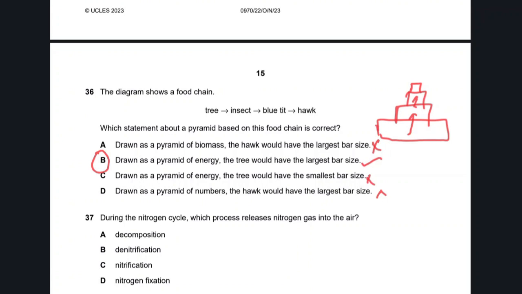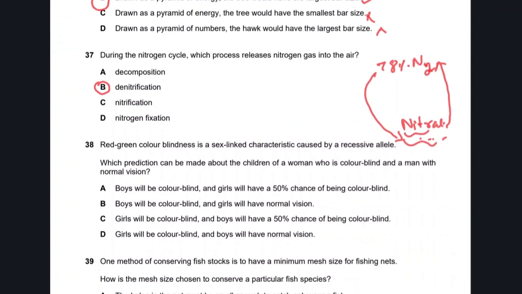During the nitrogen cycle, which processes release nitrogen? We know that 78% nitrogen is present in the air, and this nitrogen is converted into soil nitrates by nitrogen fixing bacteria, and some of these nitrates are also converted by the process of denitrification back into the air. So that process is called denitrification.